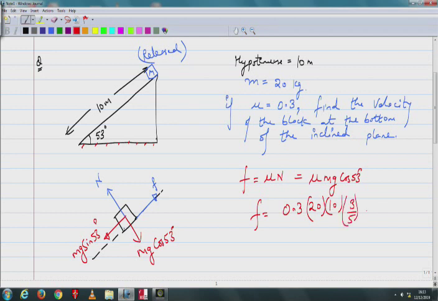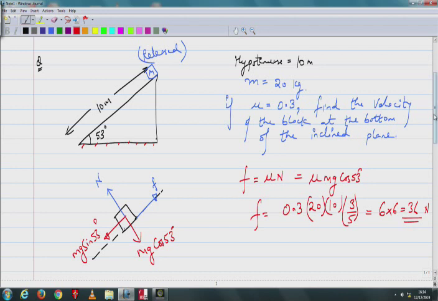Let's solve it. This will be 200 times 0.3 times 3 by 5, which gives 36. So friction is equal to 36 Newton. Is that clear? 36 Newton, that is the value of friction.